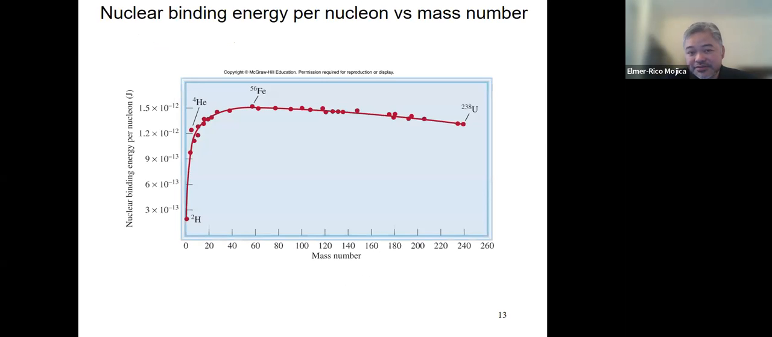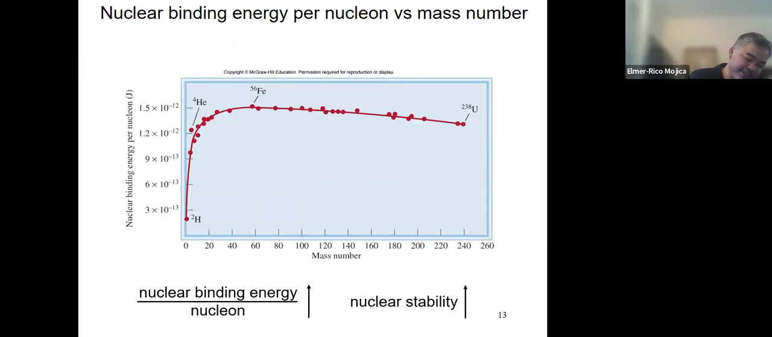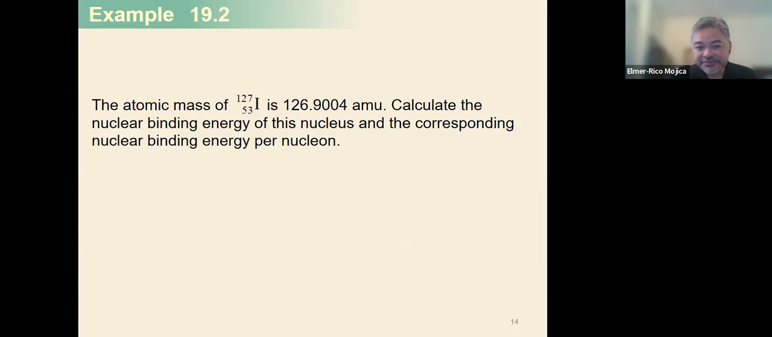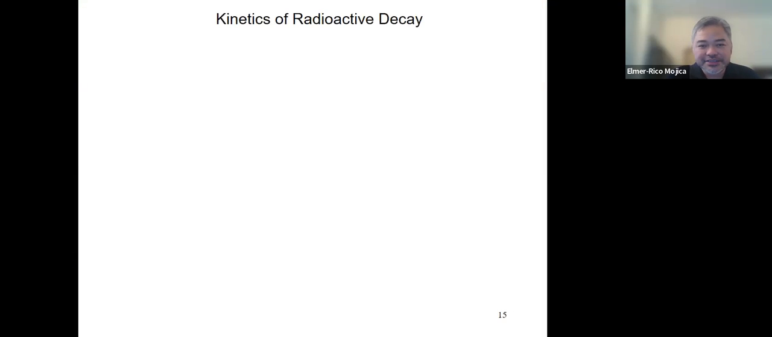Okay. So the nuclear binding energy per nucleon versus mass number. This is the graph that they have. The higher the nuclear binding energy per nucleon, the more stable it is. Okay, so I'm not going to do this.